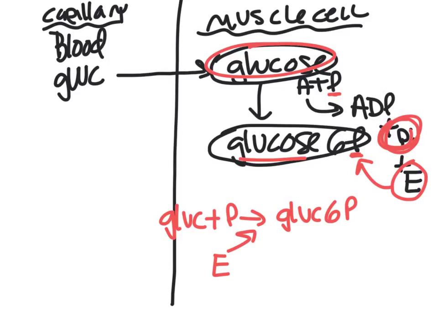Now where does the 6 come in? 6 does not mean that there are 6 phosphates. It's just telling you where the phosphate was attached to the glucose. So the phosphate was attached to glucose in the number 6 position, and therefore we call it glucose 6-phosphate.